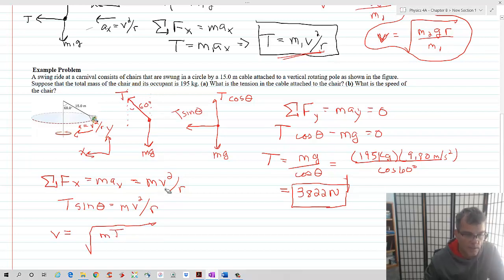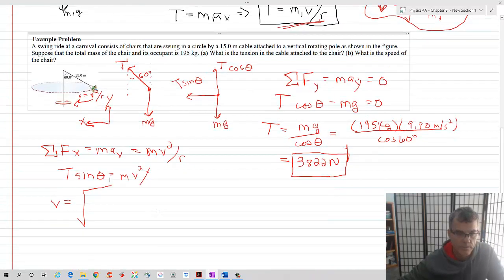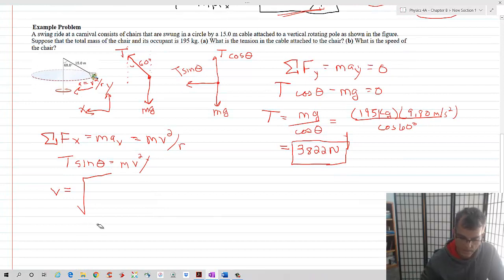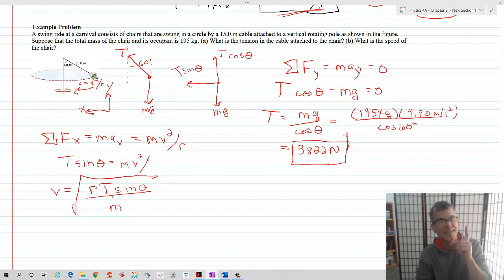V is going to be the square root of r T sine theta divided by m. Now, the only tricky thing here: the radius is not 15 meters. It's the radius of the circular path in which we're going.